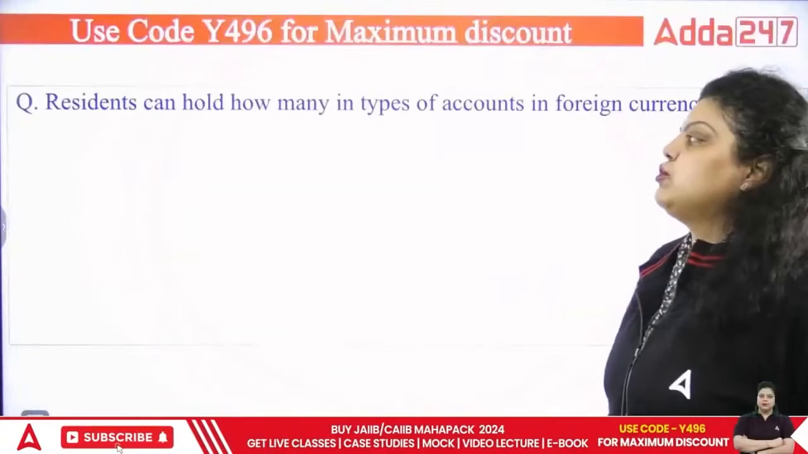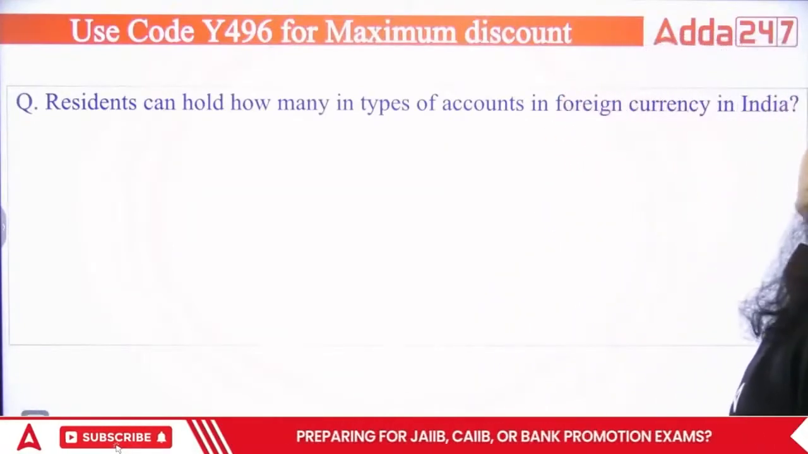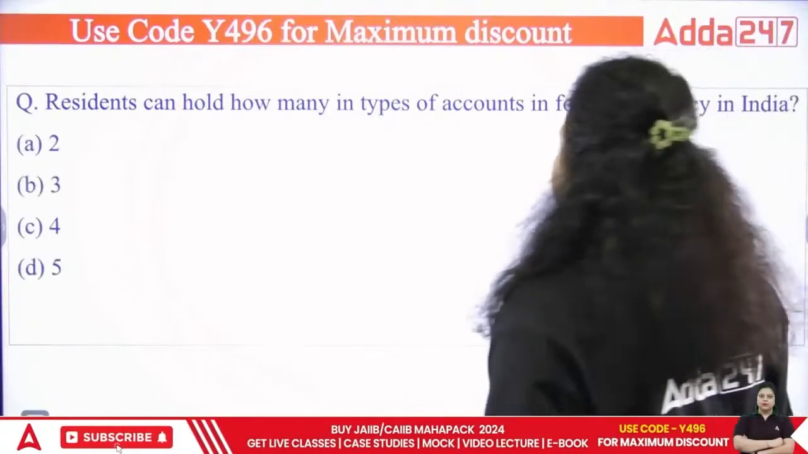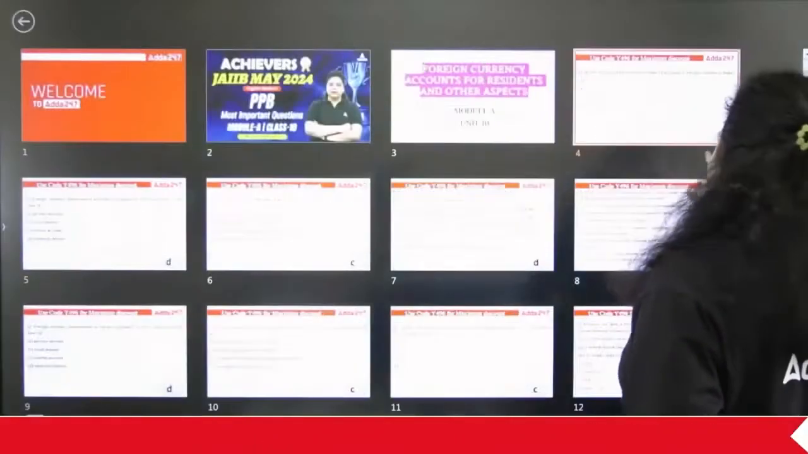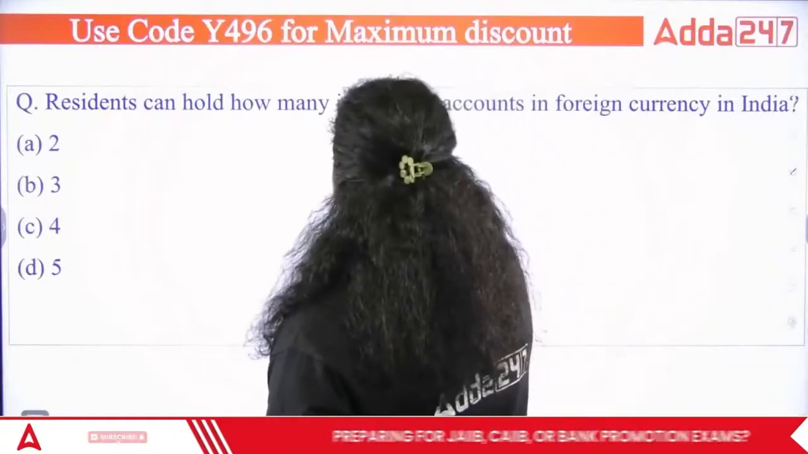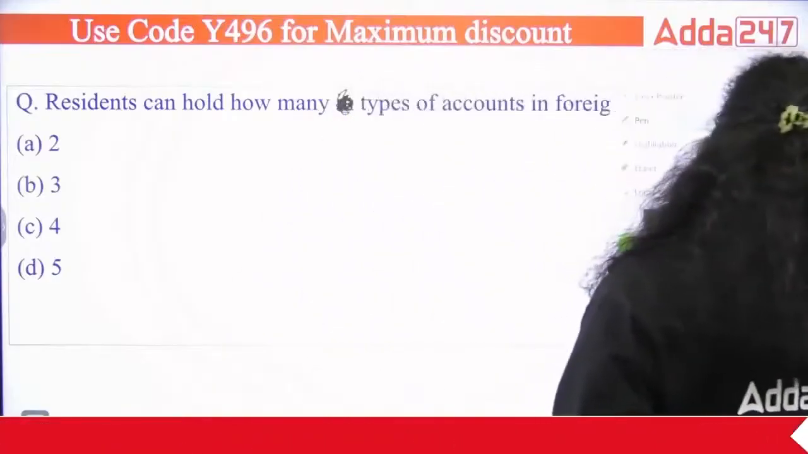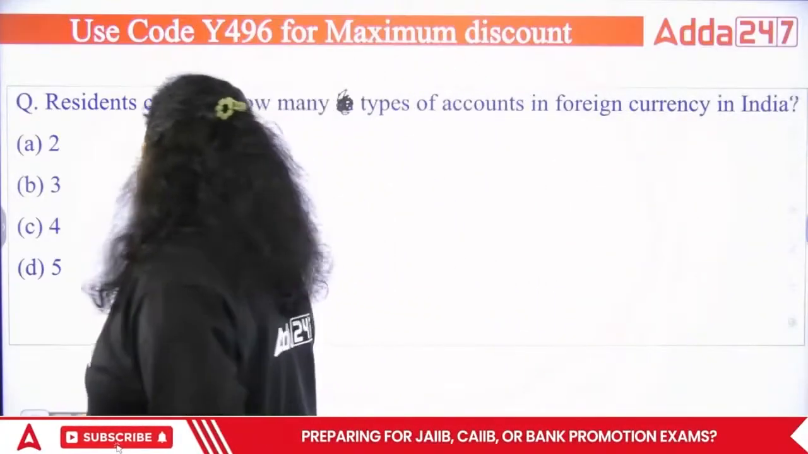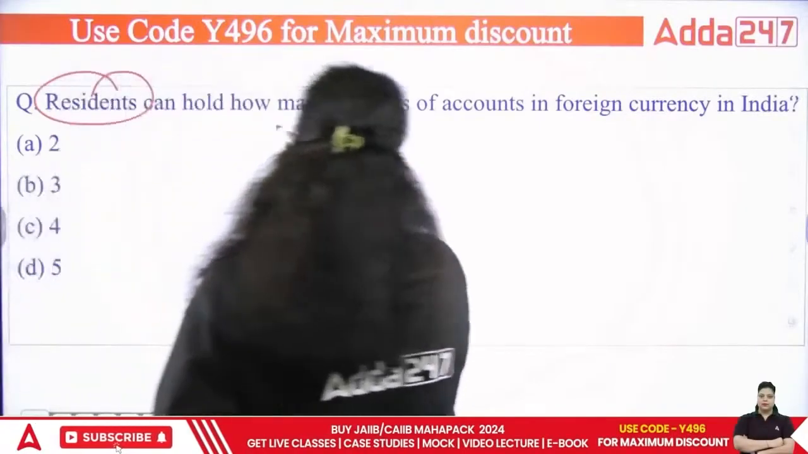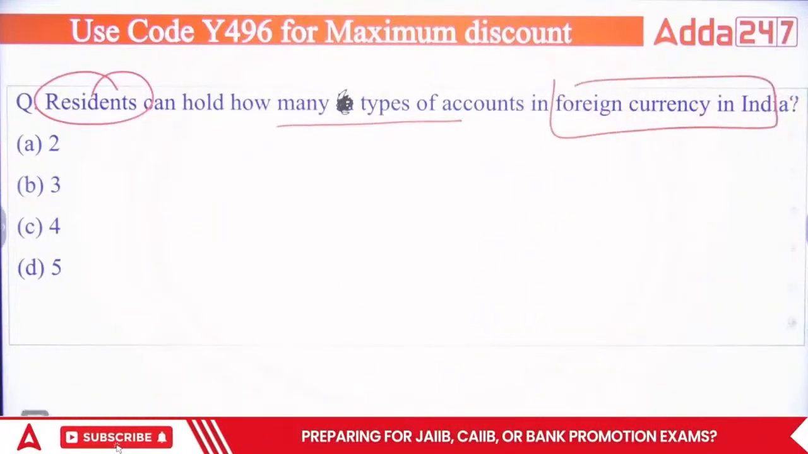So let's start with the first question, which is asking how many types of accounts residents can hold in foreign currency in India. Residents means your Indian citizens. Residents can hold how many types of accounts in foreign currency? The options are 2, 3, 4 or 5.